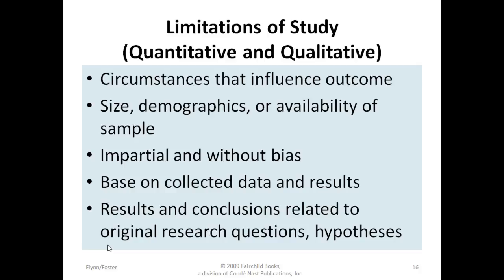Your tone needs to be impartial and without bias. So you don't title your survey when you do it because it brings bias into the study and they know what you are looking for. So you want to try not to persuade them with anything that you're doing. And it needs to be stated in a logical manner, and it's based on collected data and results that you have found. And also your results and your conclusions need to relate to the original research questions and hypothesis. So once again, everything is going back to that research question.